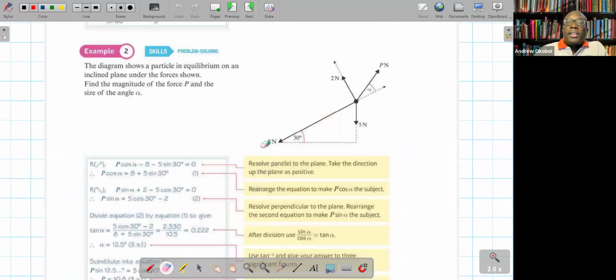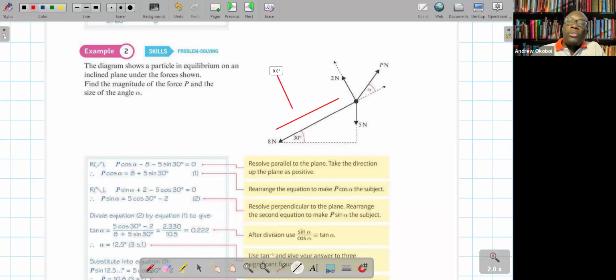Okay, let's look at another question here on an inclined plane. Here we have 4 forces. Now, because we have 4 forces, Lami's theorem is not possible here. So we have to go back to resolving horizontally and vertically. But because we have an inclined plane, we always resolve parallel to the plane, and also at right angles to the plane.